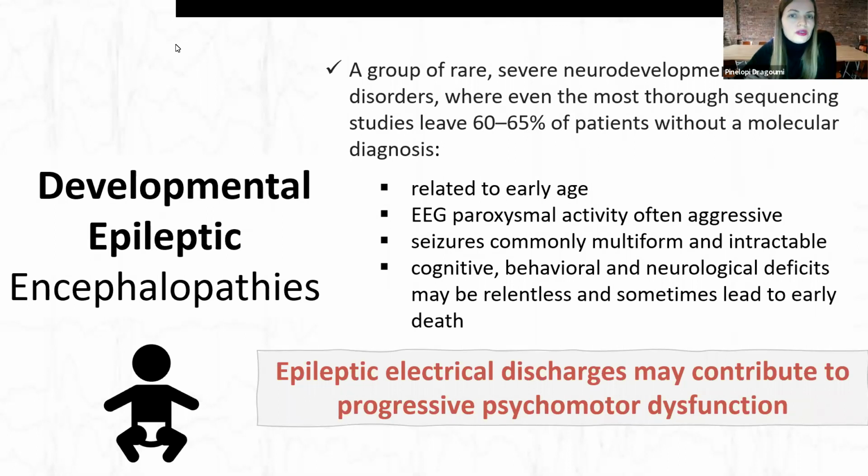The seizures in these epilepsies are commonly multiform and they are difficult to treat, and in most cases intractable. And they are associated with cognitive, behavioral, and neurological deficits that could be relentless and may even lead to early death or a high percentage of unexpected death in children.